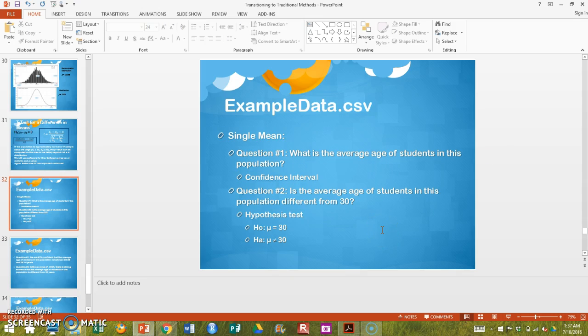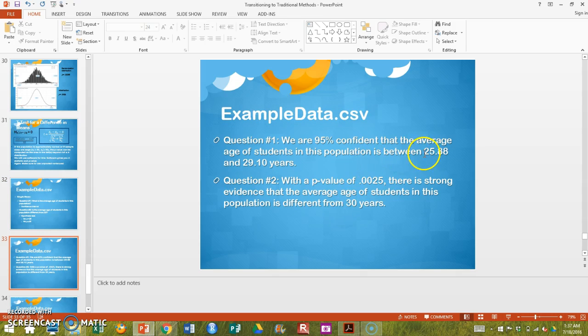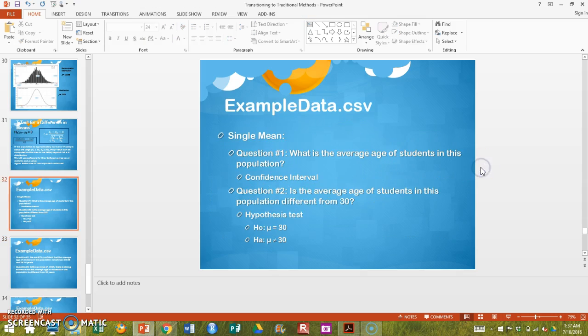Okay, well, let's test something. Let's test whether or not the average age of students in this population is different from 30. Now, you might be able to guess that since 30 isn't in this interval, there's probably going to be evidence that it's different than 30. But let me just show you how this works. So if I hypothesize that the average age of students in this population is 30, I've got a null value of 30, and I've got an alternative hypothesis of not equal to 30.